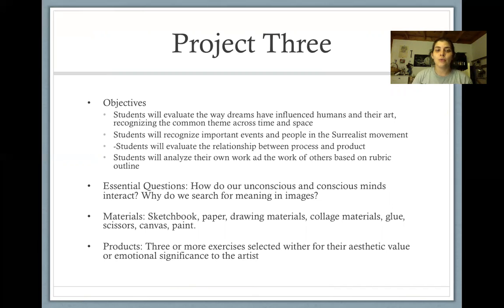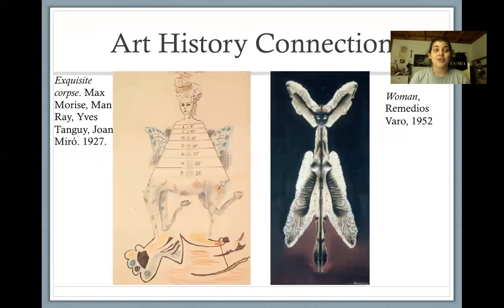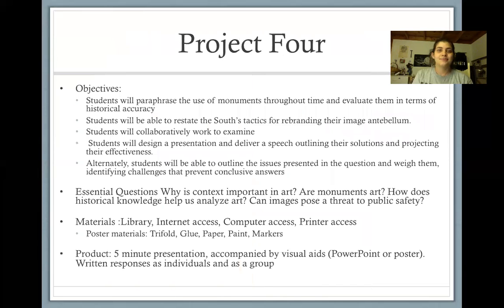And the product here will be heavily based on process, but three or more exercises selected, whether for their aesthetic value or for their emotional significance to the artist. So two examples: one of the exquisite corpse collaborative exercise, and one of this really cool practice where you smush paint between two surfaces, take it away, and you can either leave it as an abstract, or you can edit it as Remedios Varo did to make it more representational.